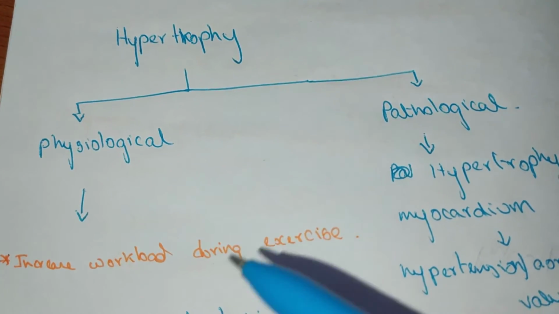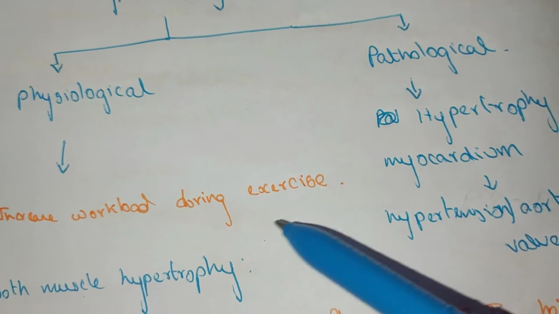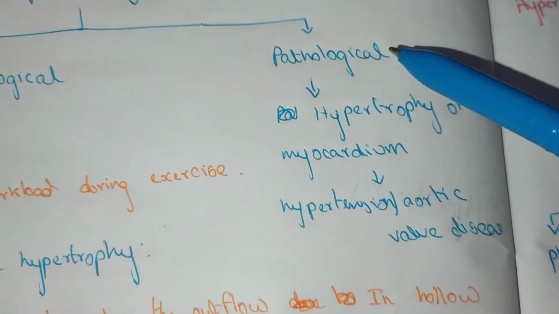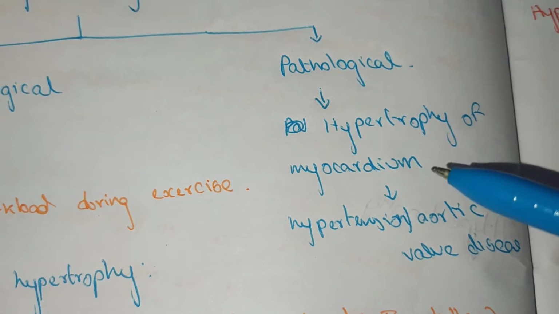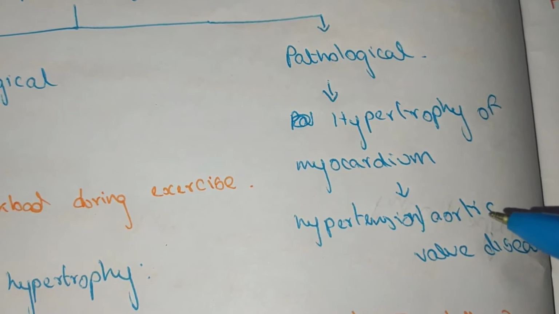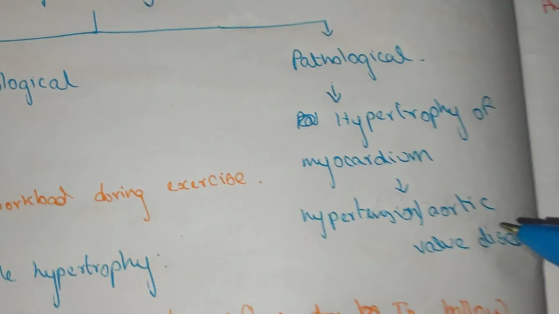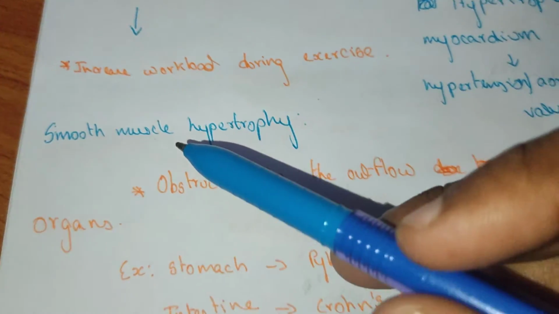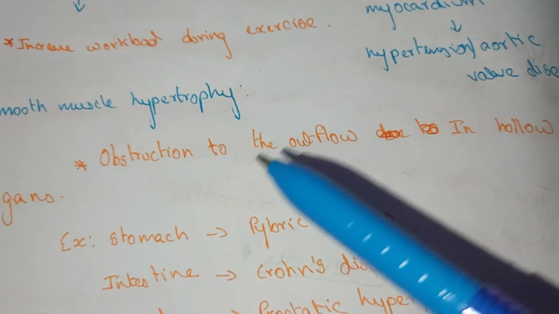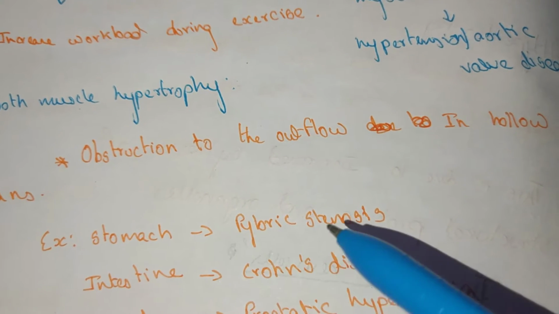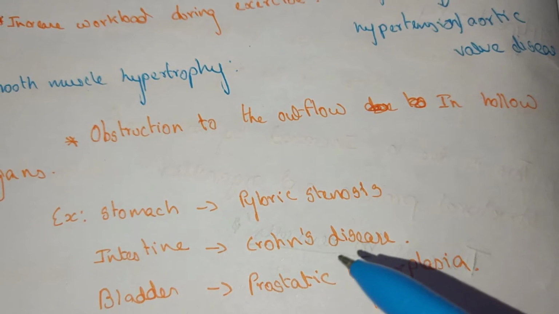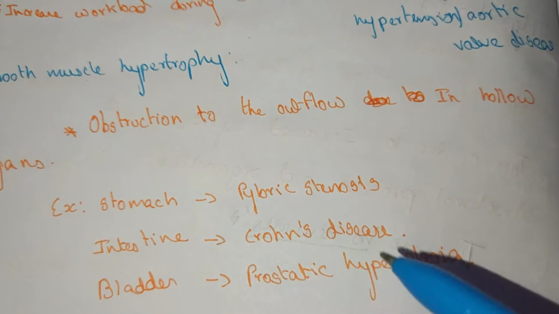In physiological hypertrophy, increased workload during exercise is the main cause. In pathological hypertrophy of the myocardium, it is due to hypertension and aortic valve disease. Smooth muscle hypertrophy occurs in obstruction of the outflow in hollow organs. For example, in the stomach, pyloric stenosis; in the intestine, Crohn's disease; in the bladder, prostatic hyperplasia.